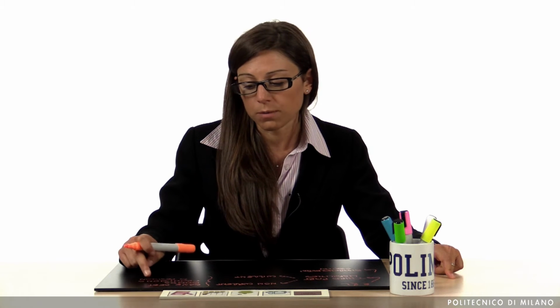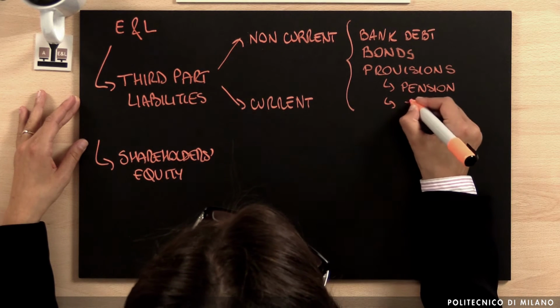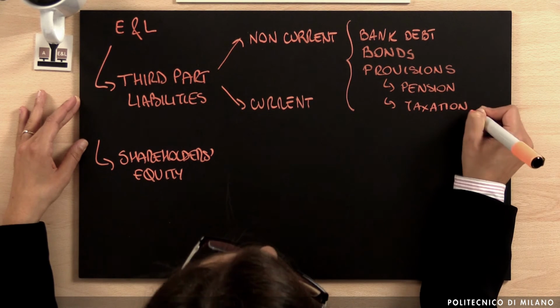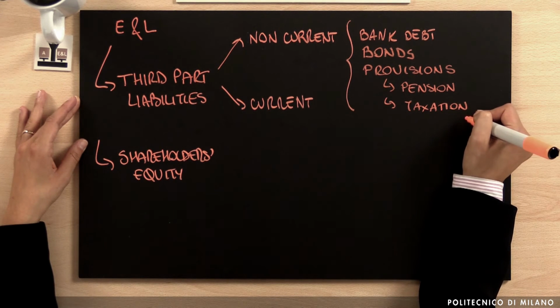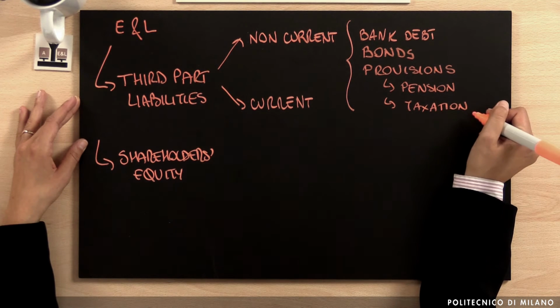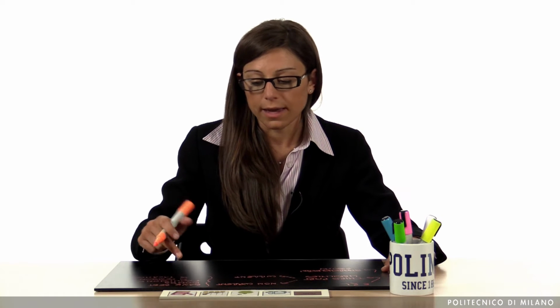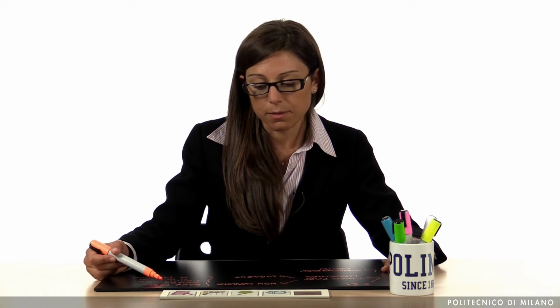That's the reason why we are talking about provisions, something which is uncertain, but for sure it will be due by the company. And the same goes for taxation. Also for taxation, we have the same problem. We have something which is uncertain both in time, but also in the amount. And usually, provision is something that is included in the non-current liabilities. And as I said, as for the bank debts and bonds, they can be both non-current and current.